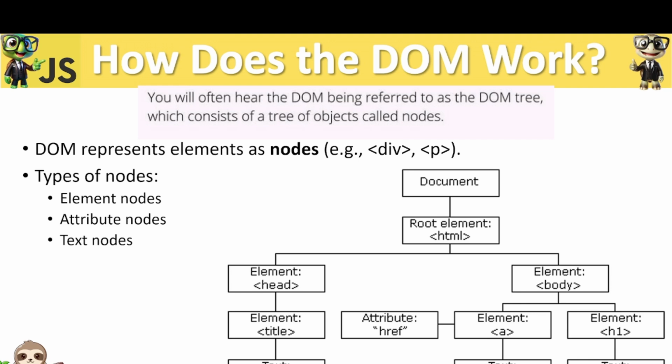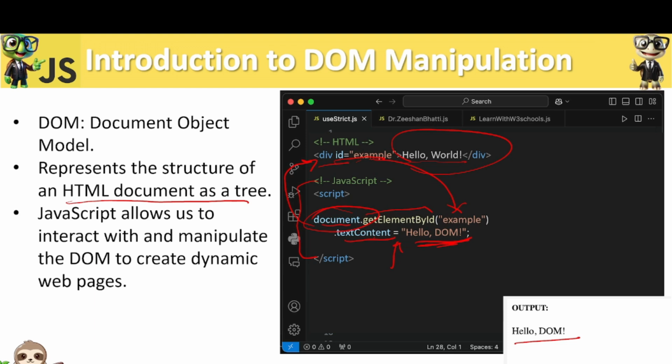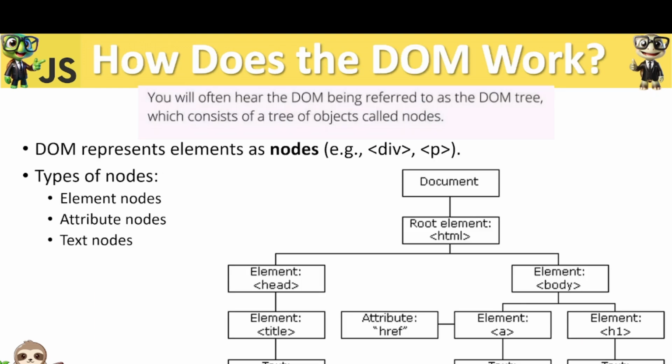So how does this DOM work? You will often hear the DOM being referred to as the DOM tree, which consists of tree objects called nodes. So everything inside the tree is considered a node. This document as a whole object is basically considered a tree. Inside the tree, everything is considered a node.